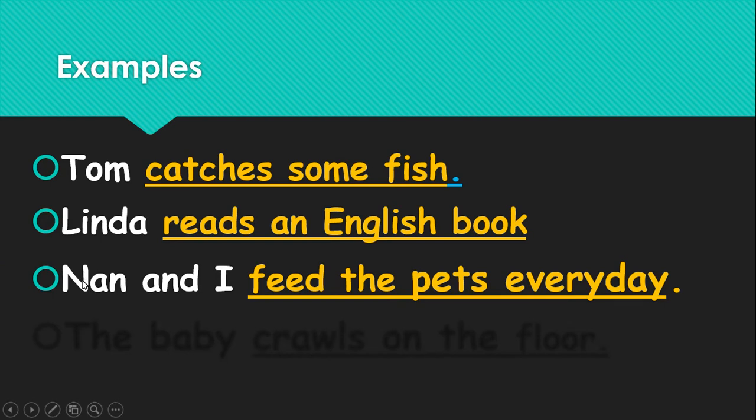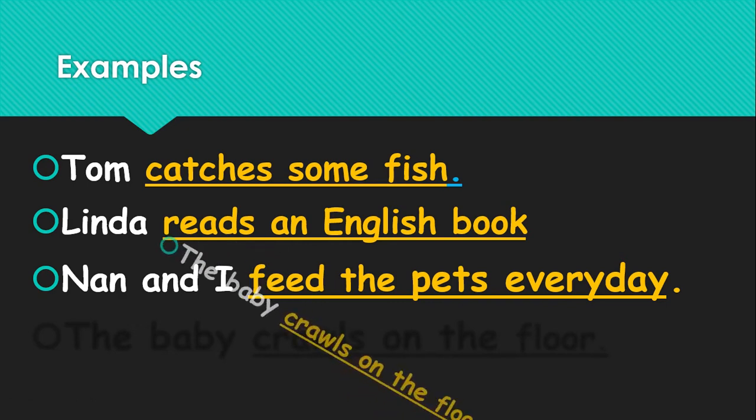Number 3. Nan and I feed the pets every day. Nan and I, yes, this is the subject. Nan and I do what here in the sentence? Feed the pets every day. So feed the pets every day, all these words are predicates. This is what happened in the sentence.